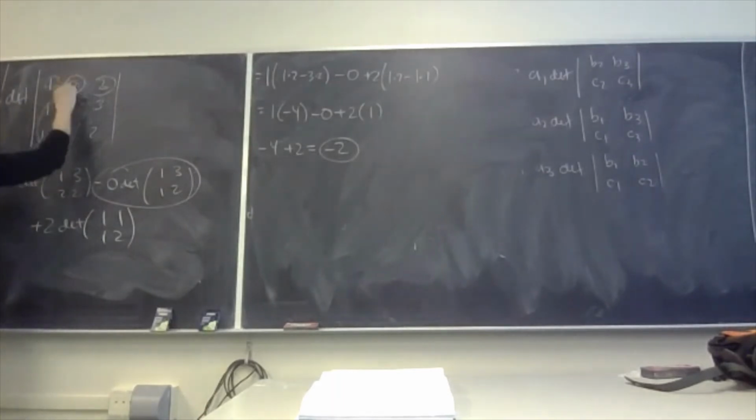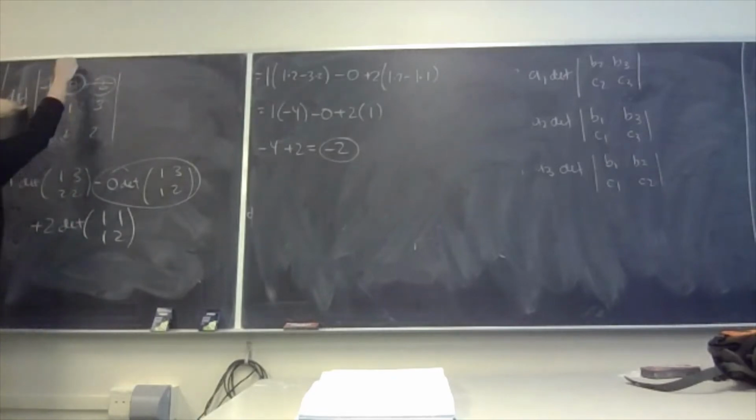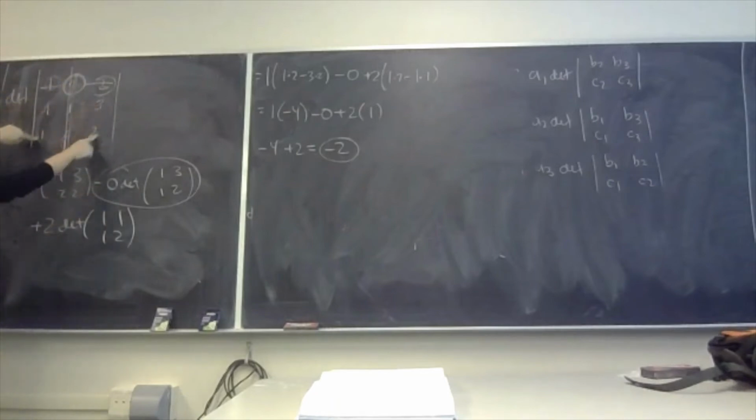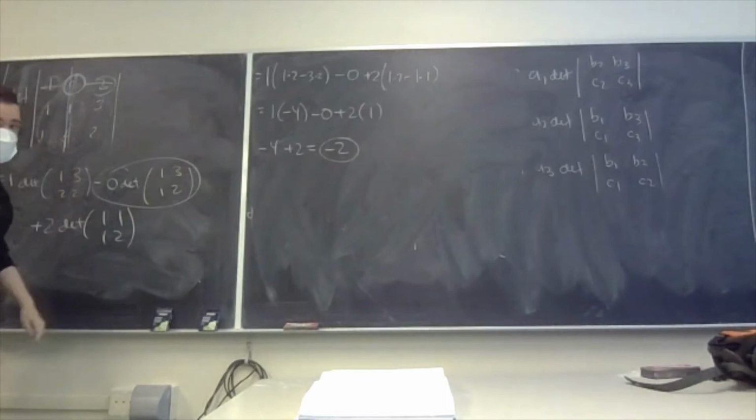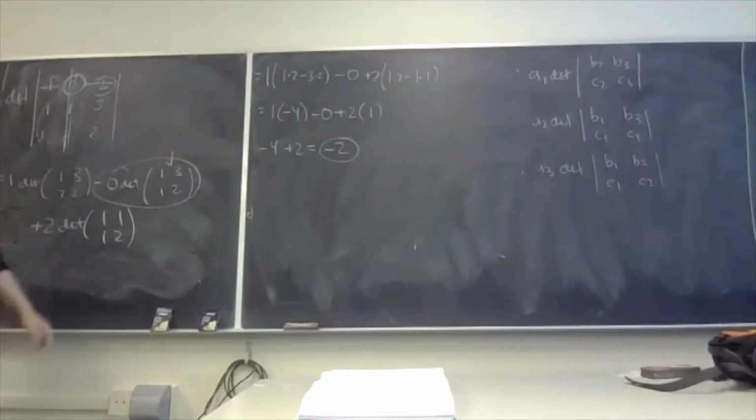This is the number that you're going to multiply by. And to get the matrix, you take the determinant of, you eliminate that row and you eliminate that column. And then the 1, 3, 1, 2 is what's left over when you do that. Okay, makes sense. Yeah, so this is like what's left over once you eliminate that row and column.